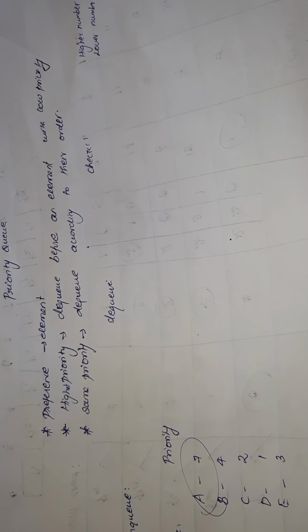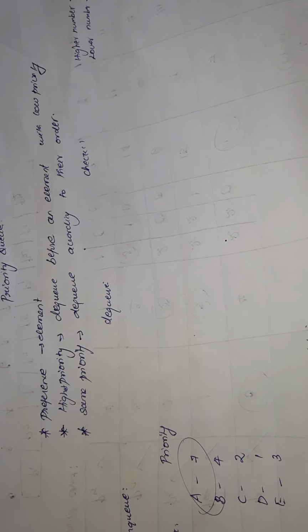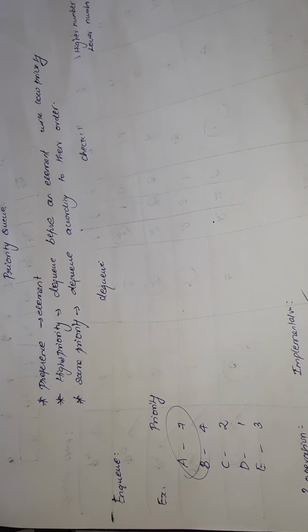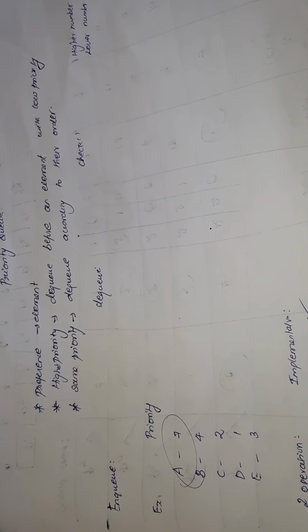Suppose the highest priority element comes, then we dequeue it before an element with lower priority. Next, suppose the priority in the queue is 5 and the element you have in hand also has priority 5, that is the same priority, then you dequeue according to their order. Here it is the same thing we followed in the stack. For example, we can do the NQ operation, that is insertion, and the DQ operation, that is deletion.